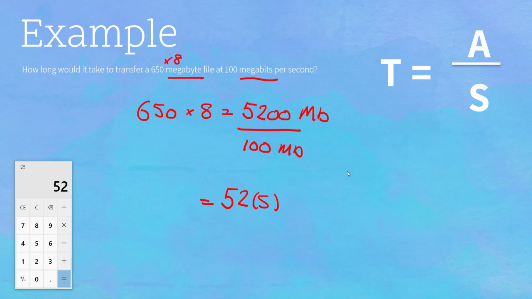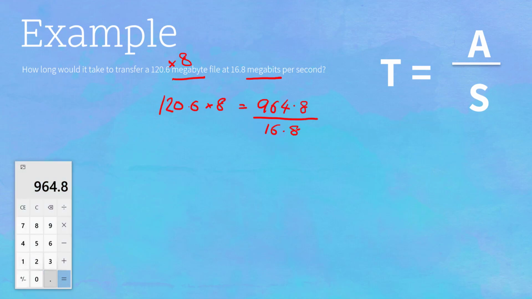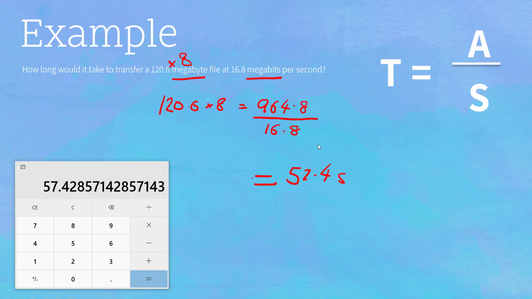Now moving on to the next example. So here again, we have another 120 megabyte file and we need to transfer it at 16.8 megabits per second. So we need to make sure that we times that number by 8. And then we just need to divide that by 16.8. And our answer is 57.4 seconds.